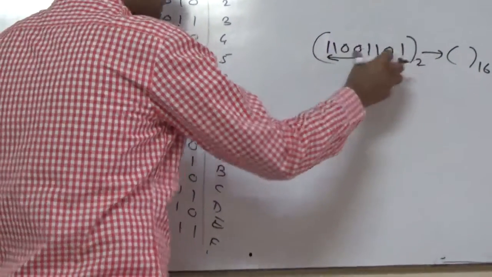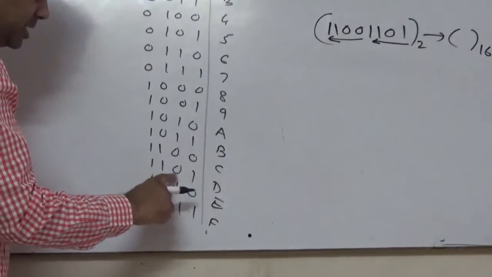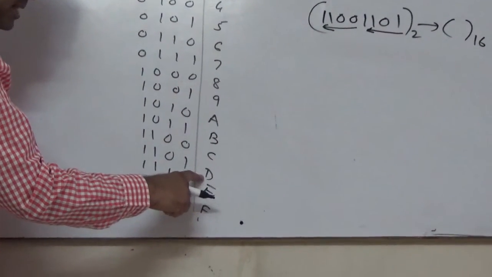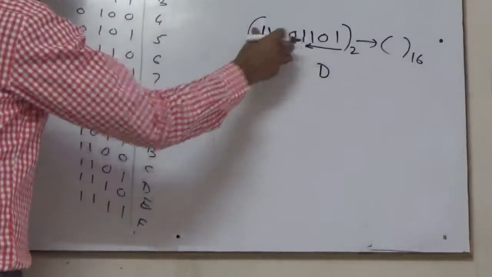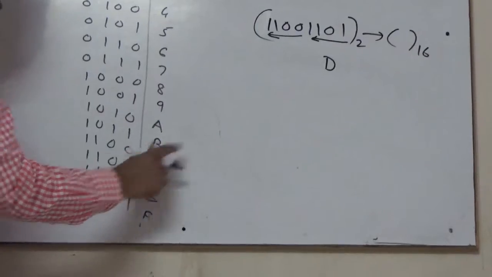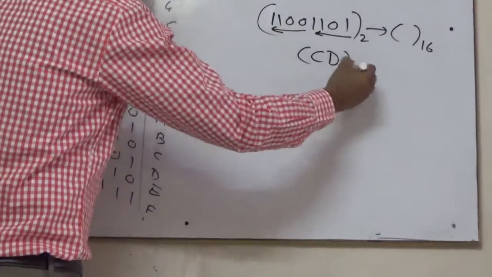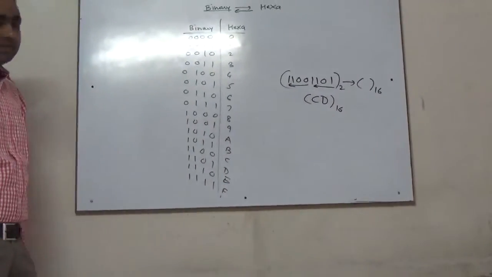Now this group, what is this? 1101. What is the corresponding digit? It is D. So I will write here D. Similarly, 1100. What is the corresponding digit? It is C. So CD is the corresponding hexa number.